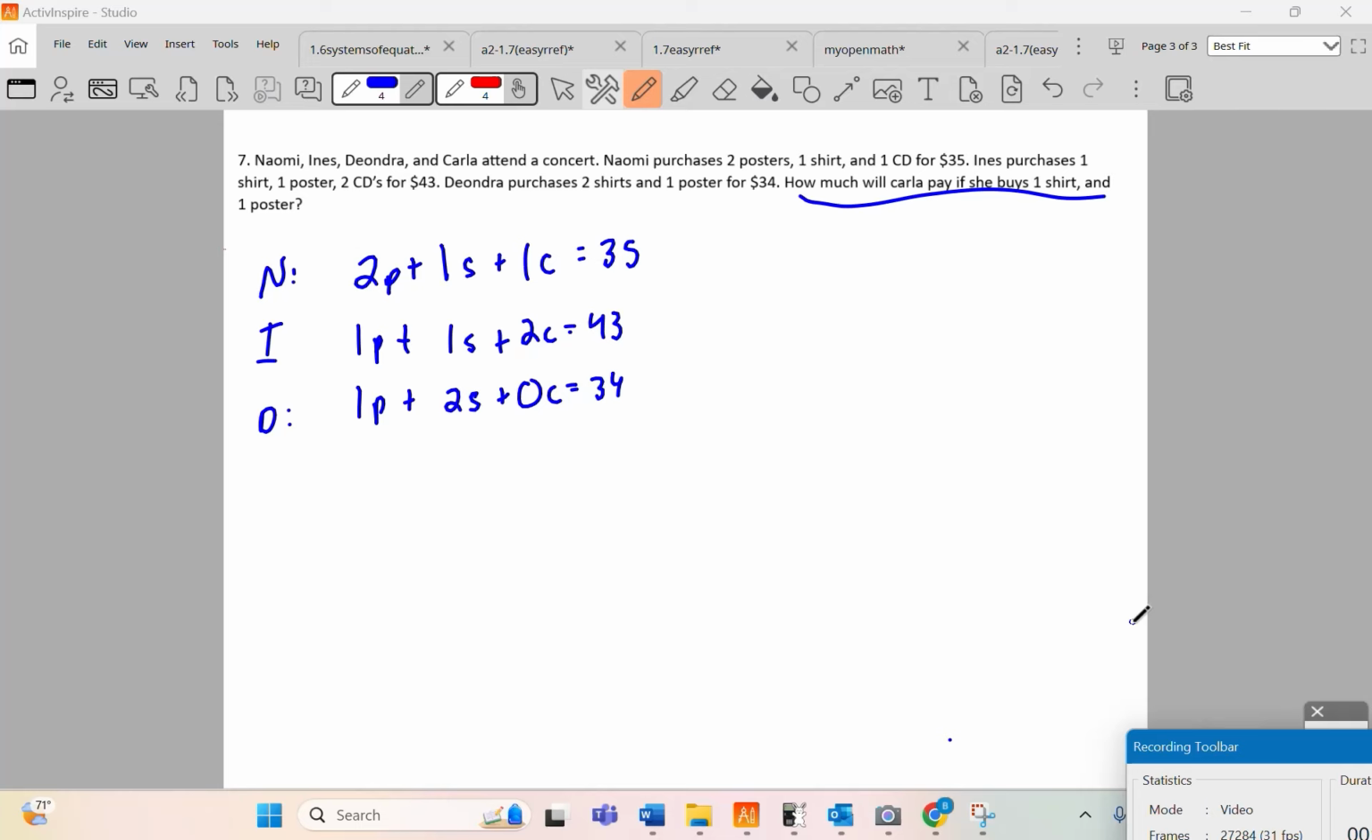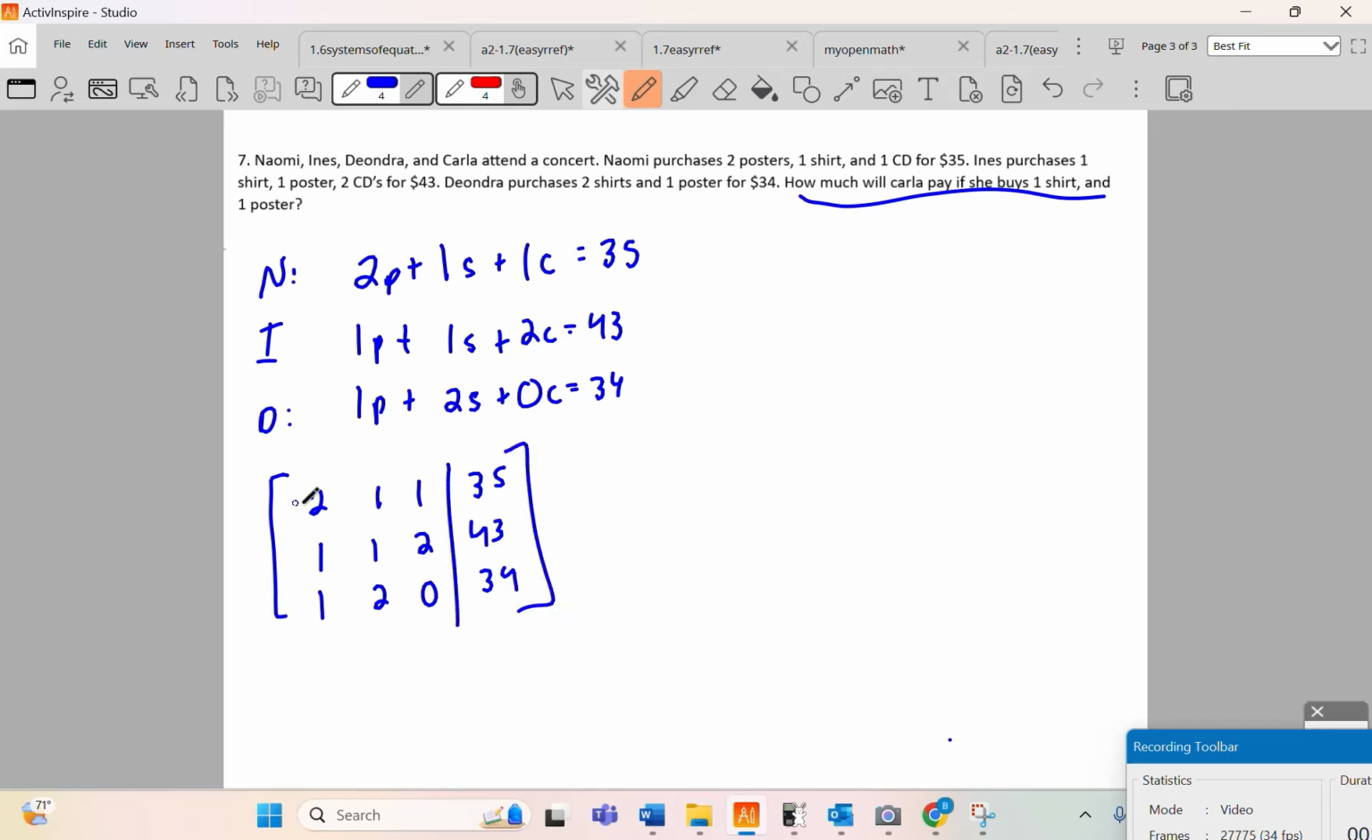So anyways, augmented matrix time. 2, 1, 1, 35, 1, 1, 2, 43, 1, 2, 0, 34. And I should probably check that what I wrote down was right. 2, 1, 1, 35, 1 poster, 2 CDs, 1 shirt, 43, and then 2 shirts, 1 poster, 34. All right.